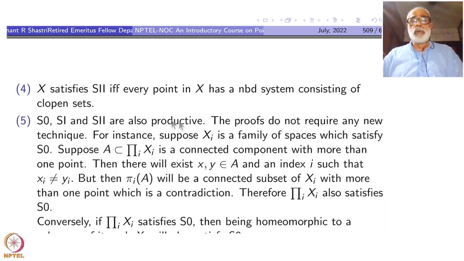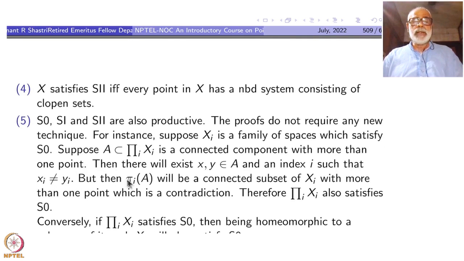Why is S0 productive? Suppose each X_i is a family of spaces which satisfy S0. Now I am taking A a subset of the product space, and A is connected, with more than one point. Then I should get a contradiction. Actually, just a connected set with more than one point gives you a contradiction, that's all. Then there exist x, y in A and an index i such that x_i is not equal to y_i, because they are different. At least one coordinate must be different.